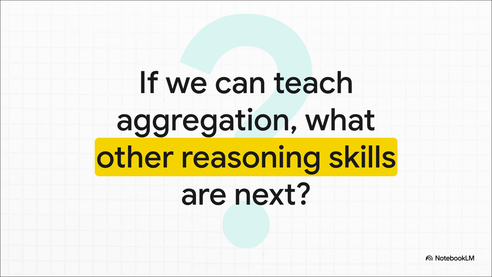Now, look, the authors are clear. This isn't a magic wand. The aggregator's performance is still capped by how good the initial answers are. If none of the candidates have any correct reasoning, it can't just invent it out of thin air. But the core idea here is incredibly powerful. We can actually isolate a specific, complex reasoning skill and train a specialized model to master it. And that just leaves us with this thrilling question. If we've taught a model to aggregate, what's next? Verification? Critique? Planning? We might just be at the very beginning of an era of specialized modular reasoning skills.